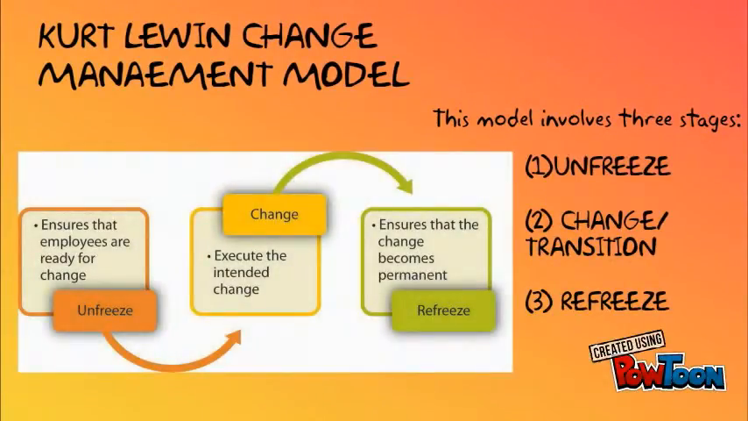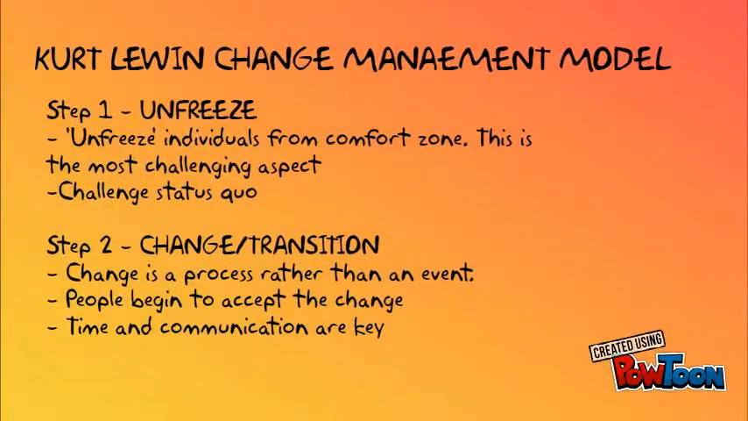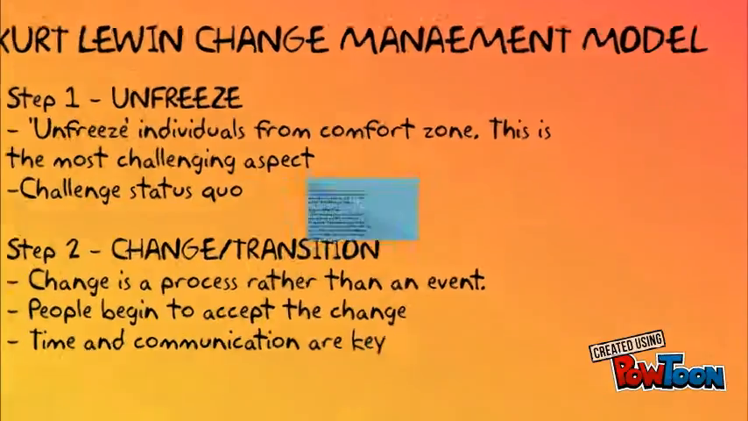Kurt Lewin developed another effective change management model which highlights 3 stages: unfreeze, change or transition, and refreeze. The first step involves unfreezing individuals from their comfort zone and challenging the status quo. The second step is the point at which people begin to accept the change, and timing and communication are key.